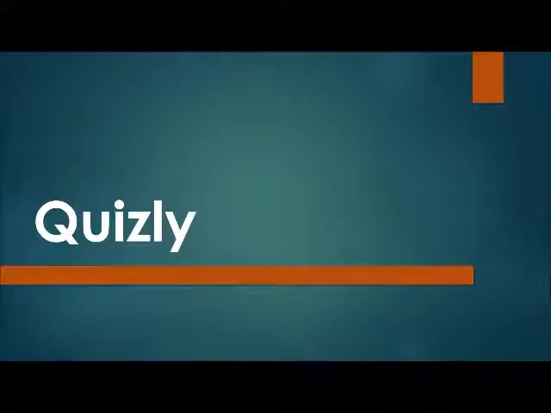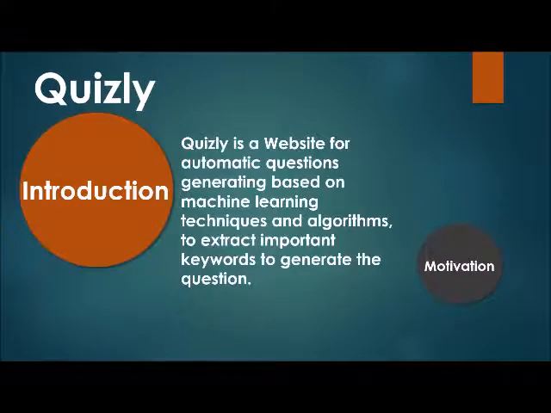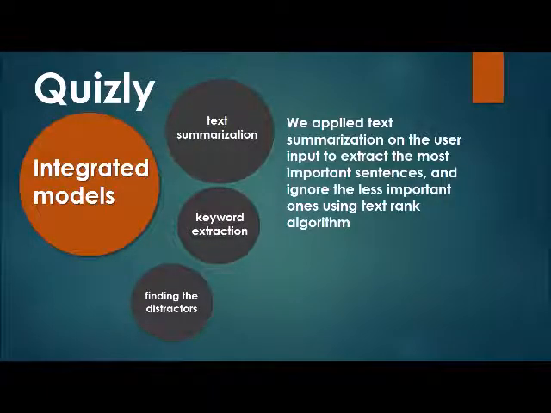In this video, we will talk about Quizly website for automatic question generation and discuss the solutions that we provide to our website, which consists of two essential sides, the integrated models and backend side. When it comes to the models, there are three main steps to be discussed, which are summarization, keyword extraction, and finding the distractors of the expected keyword.